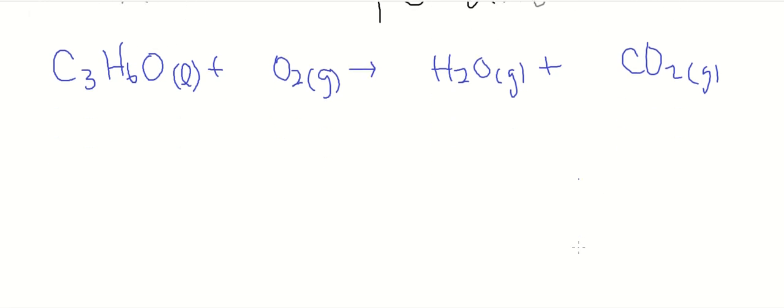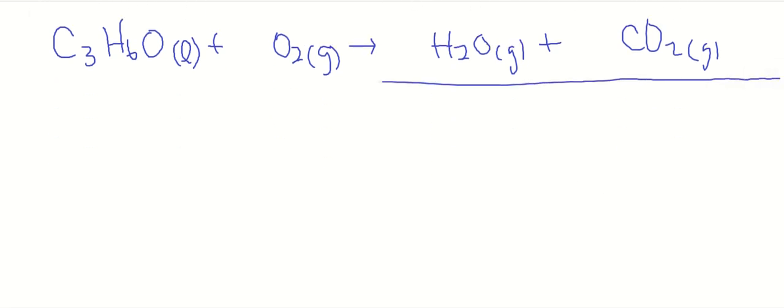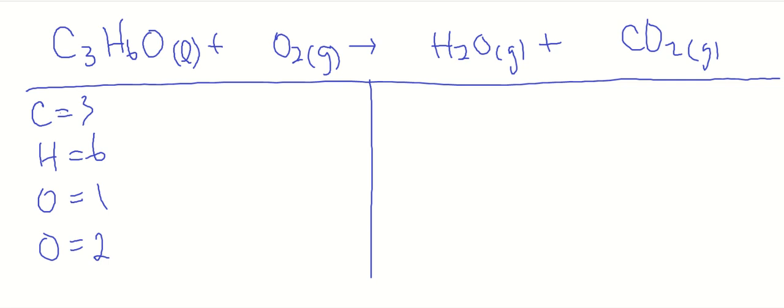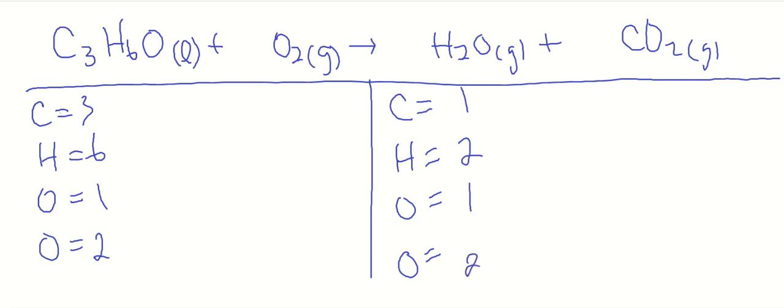Getting the hang of this? All right, balance. Carbon, hydrogen, oxygen appears twice. 3, 6, 1 oxygen from the acetone, and 2 from the oxygen gas. Same order. Oxygen also appears twice on the product side, and it's going to be 1, 2, 1, 2.